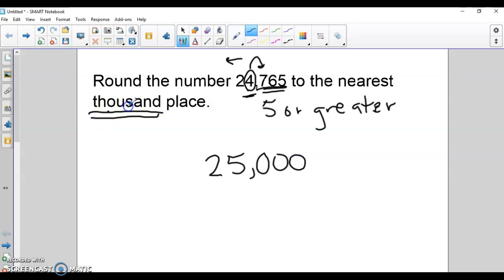So rounding to the nearest thousands place, we're going to end in 3 zeros. So all of 765 is going to turn all to zeros because you're rounding it to the nearest thousands, which is 25,000.